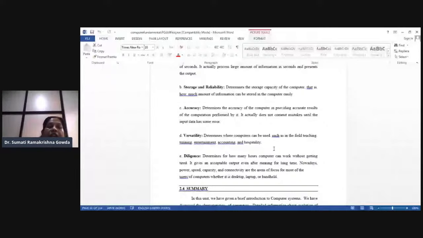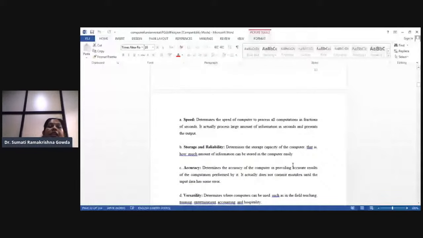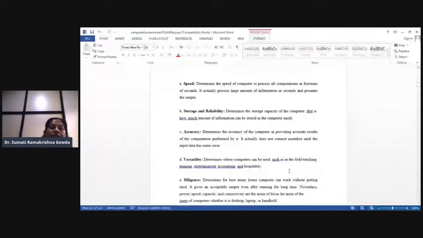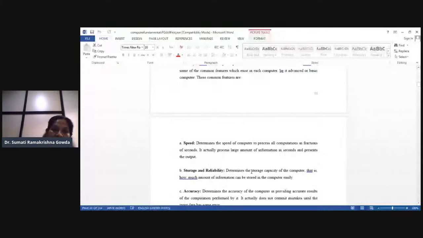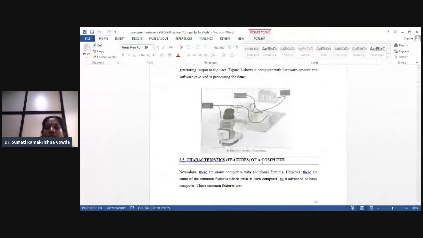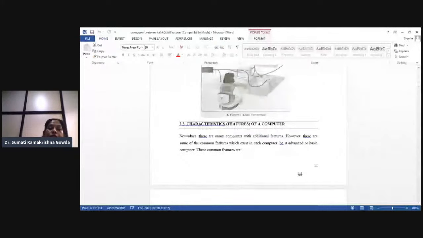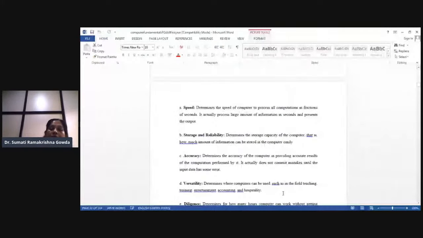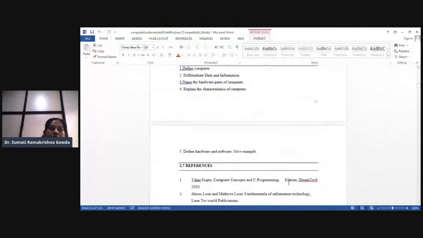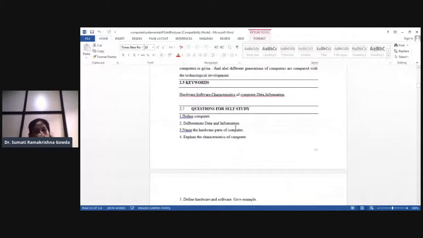Okay students, now you have studied the characteristics of a computer: speed, storage and reliability, accuracy, versatility, diligence. I hope you have understood all this. Now you have learned the definition of a computer. What does computer mean? What does hardware mean? What does software mean? Then the characteristics of a computer. So students, you have understood the definition of a computer. Now if I ask you the question, you should be able to answer what a computer means.